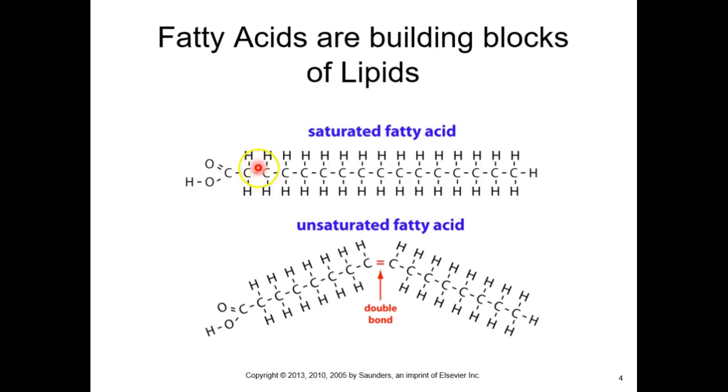And the thing about this is that it lies flat. And form and function will be related. If it lies flat, then at room temperature, it's going to be solid, just because it stacks neatly. That's the only reason. Now, an unsaturated fat means that there is a double bond somewhere in this chain. And that double bond creates a kink in the chain, just a physical kink in the chain. And that means it does not stack and it will not be solid at room temperature.